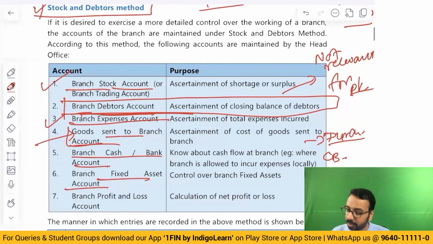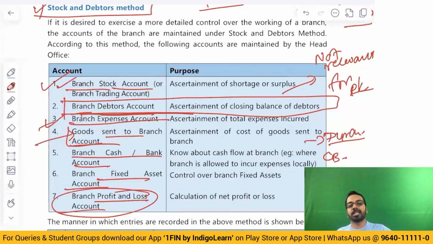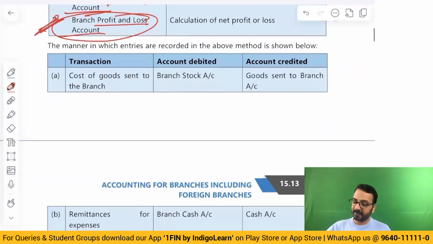Then we have the branch P&L account. In this branch P&L account, we'll take from the stock account and from the expenses account and transfer the amount. Generally in the examination, you'll be required to prepare the stock account, debtors account, expenses account. This may be asked, may not be asked, and the branch P&L account. If cash is missing or a fixed asset account is required, you need to prepare that as well.